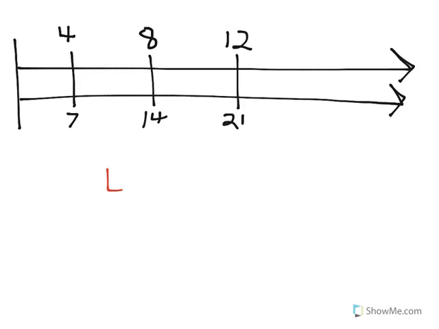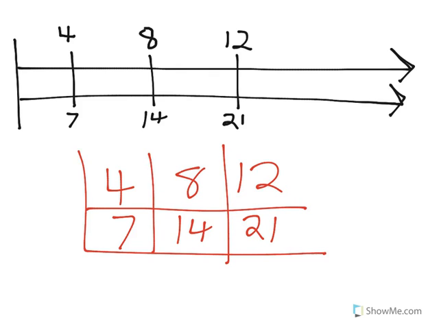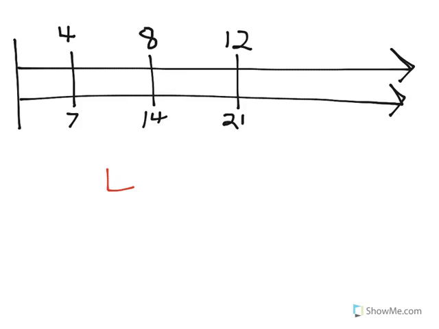We could also write those in a table, 4 to 7, 8 to 14, and 12 to 21. We could have put them in a table like that. But the thing about the tables is we mostly use them for whole numbers. And this is a diagram that we're going to start using when we have fractions.